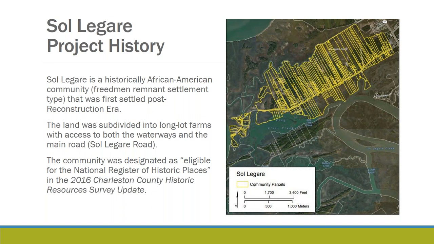This community was first settled post-Reconstruction near the former Grimble Plantation, and it was subdivided then into long lot farms with access to both the waterways on the north and south sides of the community, and the main road that accesses the community, which is Soligree Road, which my cursor is following here. It's the main road into the community. And Soligree was designated as eligible for the National Register as part of our 2016 Historic Resources Survey update.